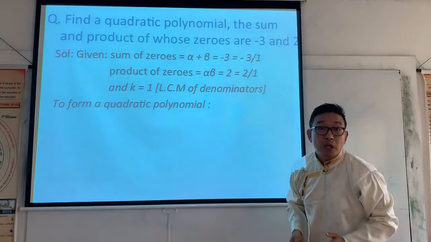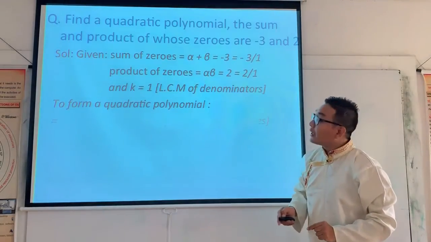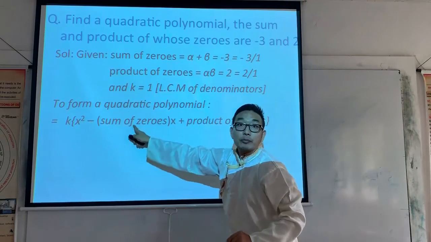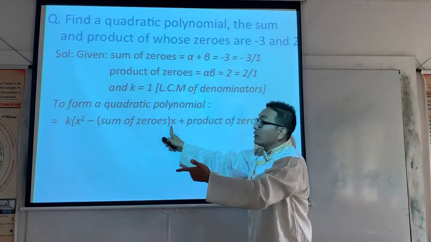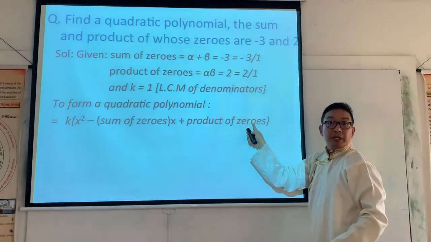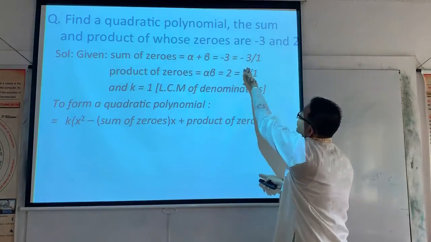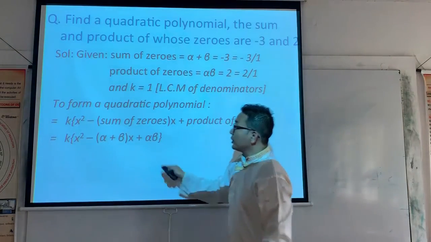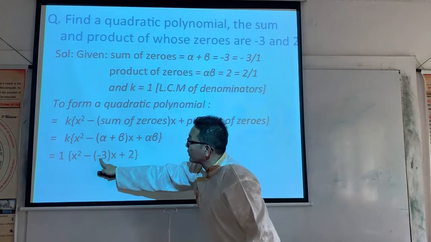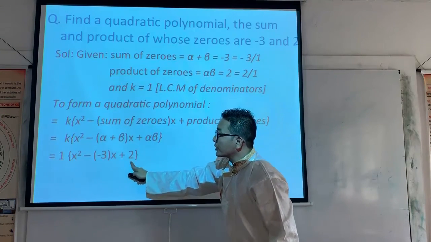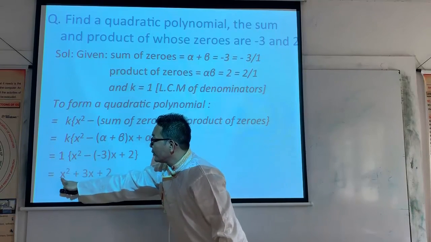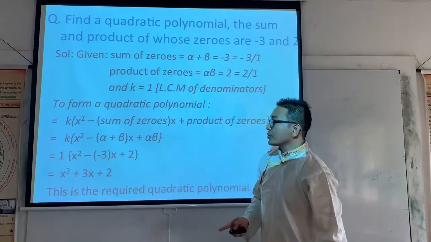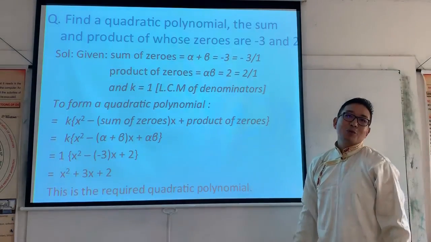The quadratic polynomial formula is k times x squared minus sum of zeros, alpha plus beta, times x plus product of zeros, alpha beta. Here the sum of zeros is negative 3 and the product of zeros is 2. So this simplifies, with k equal to 1, to x squared minus minus 3x, that is x squared plus 3x plus 2. This is the required quadratic polynomial.